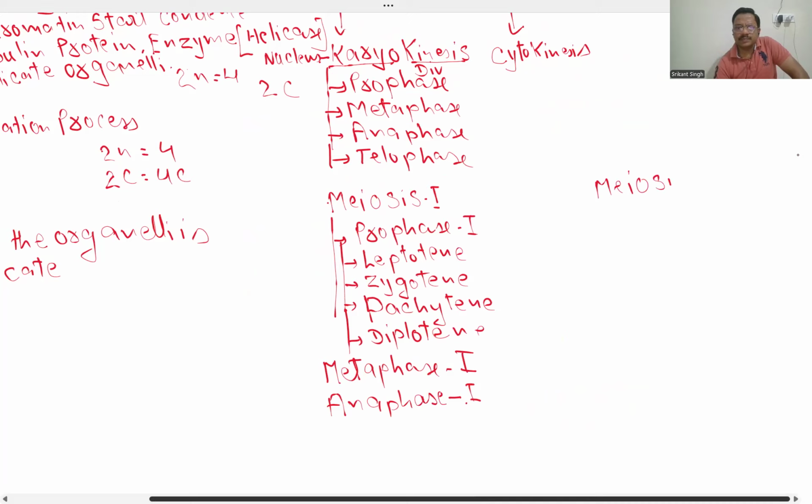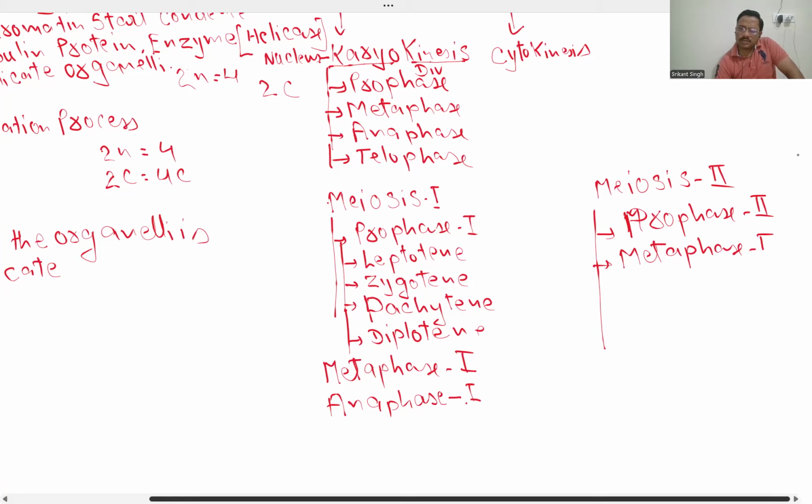Meiosis 2 is just similar to mitosis. It has prophase 2, metaphase 2, then anaphase 2, and then telophase 2.